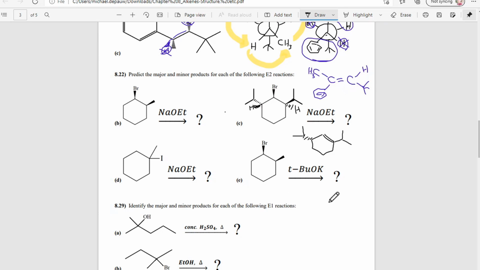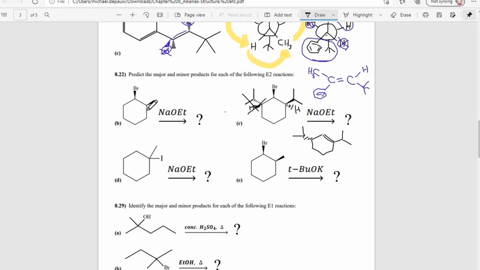And then don't forget here, when you get the big bulky base, you're going to get what type of elimination? Because keep in mind, with these two guys, in this case, you had two choices, although actually one of them wasn't really a choice. This just doesn't happen.